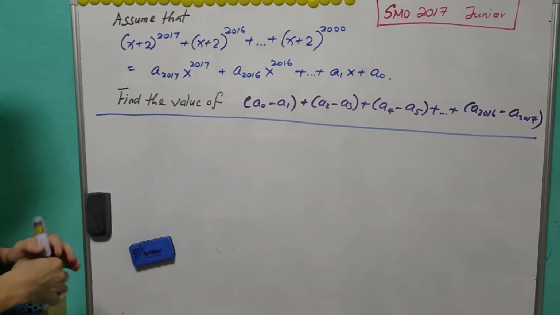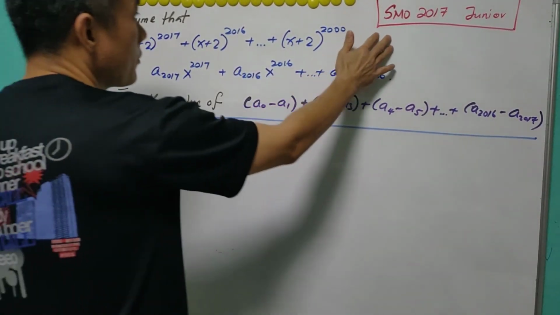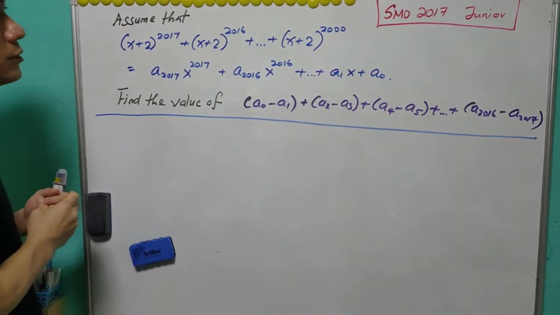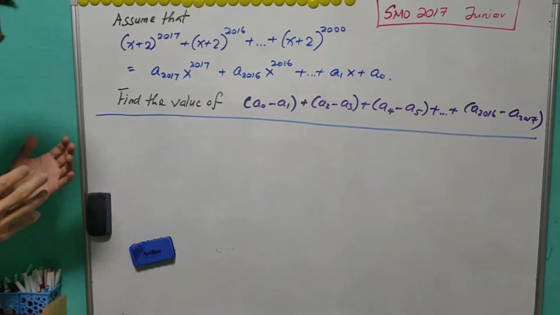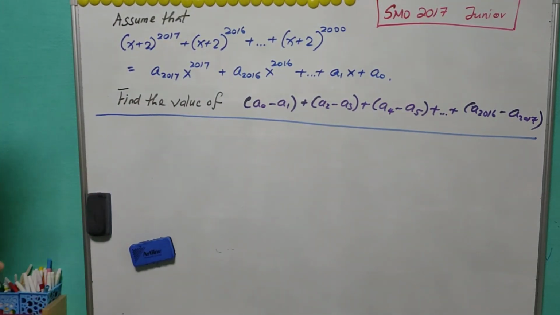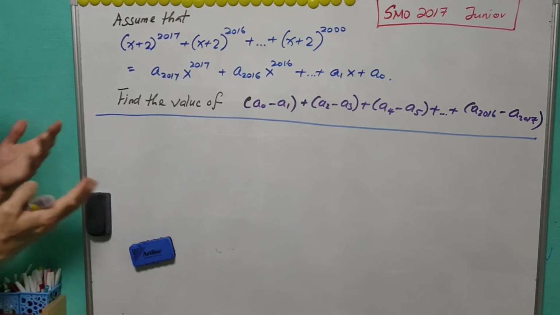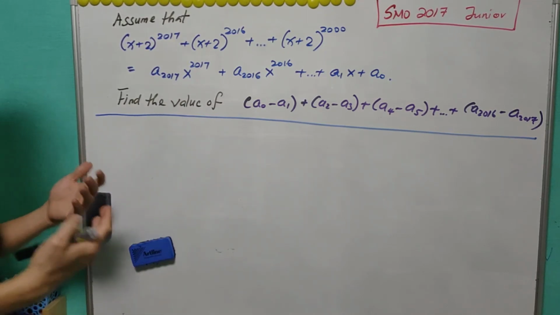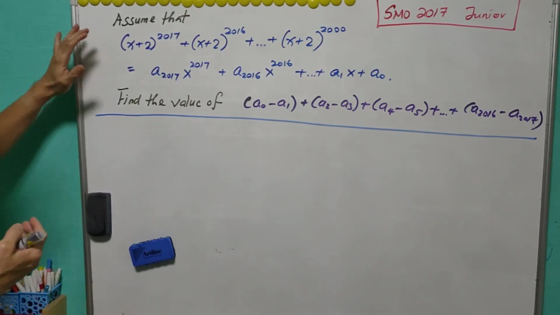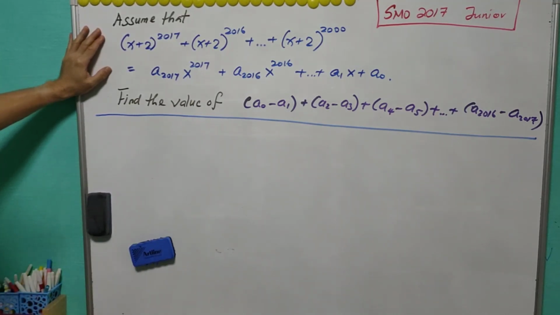Today, we are going to solve two questions from SMO2017 Junior section. For those experienced in Math Olympiad, these two questions can be solved within a few seconds, and this skill can be learned quite easily. Let's look at the first question for today's discussion.